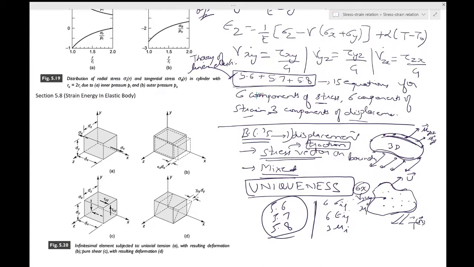Just for your own knowledge, and as it is also given in your textbook, even when the material is not linearly elastic, meaning even when there is plasticity and clearly the strains are not small, uniqueness still holds in special cases under special conditions.